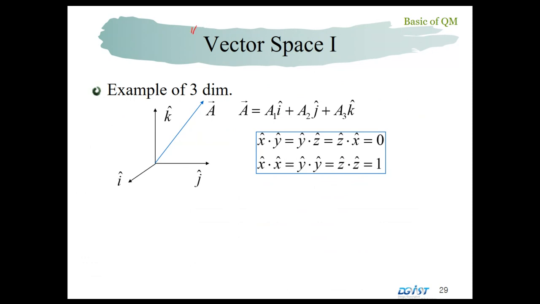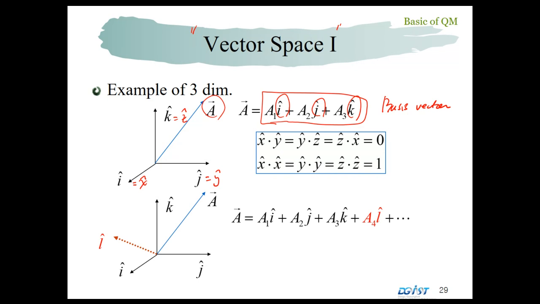First I want to explain the concept of vector space. Let's think about a three-dimensional space, and if we have any vector A, this vector can be represented by this equation. Here, these i, j, k represent the basis vectors of the three-dimensional space. They are the unit vectors in the x direction, y direction and z direction. They are all orthogonal to each other, and since they are unit vectors, when you take the inner product, the magnitude is 1. So it's simple, no problem for all students.